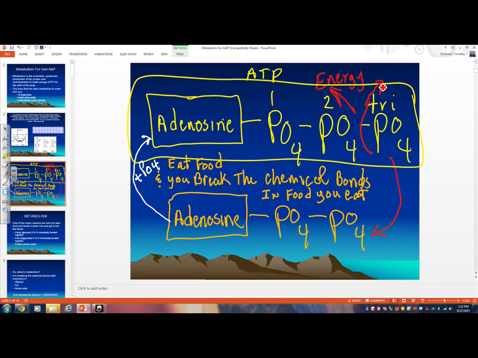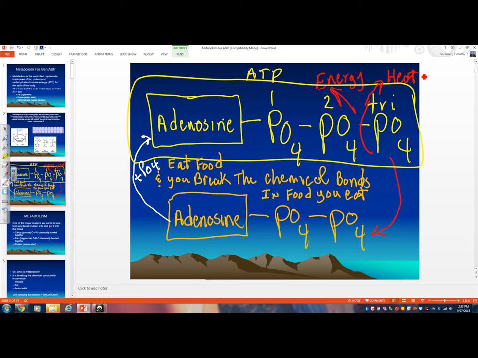Now, we're not perfect, so not all that energy is released in the form of the energy to move molecules, but some of it's dissipated as heat. That's why you get hot when you exercise. You have to use more ATP to contract more muscle.